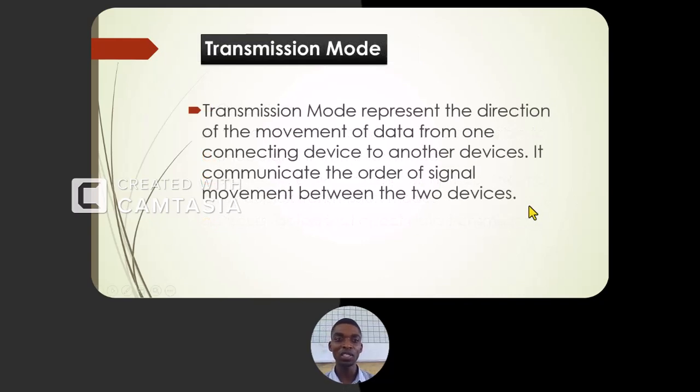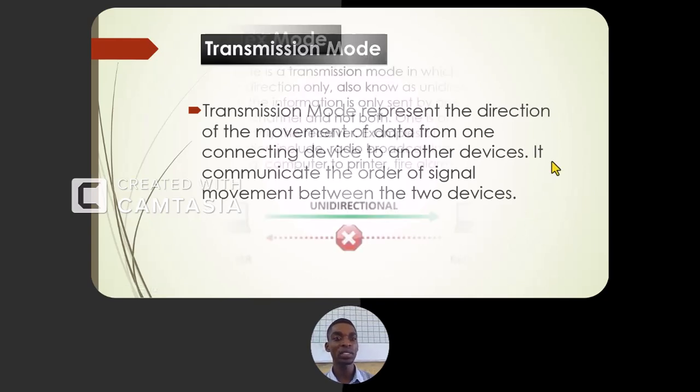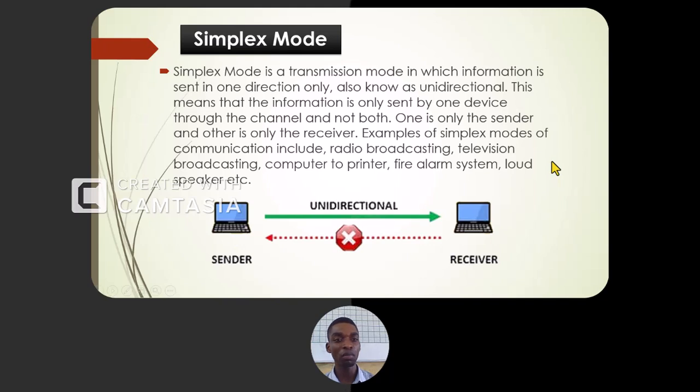When you talk of transmission mode, what do you mean by that? Transmission mode represents the direction of the movement of data from one connecting device to another device. It communicates the order of signal movement between the two devices. So let's take the first one for example, which is the simplest mode.